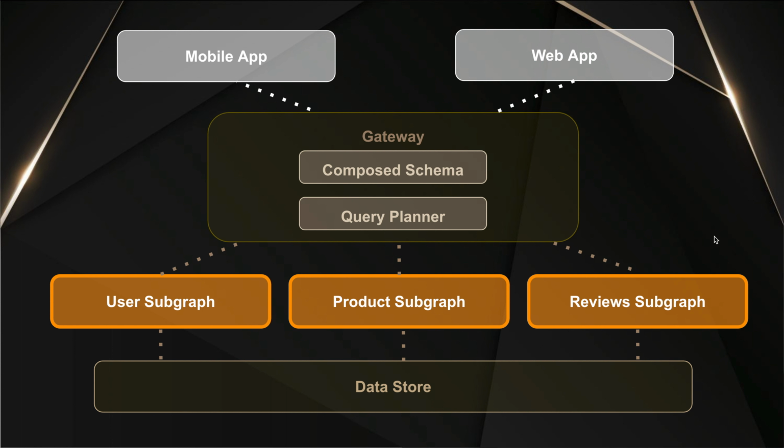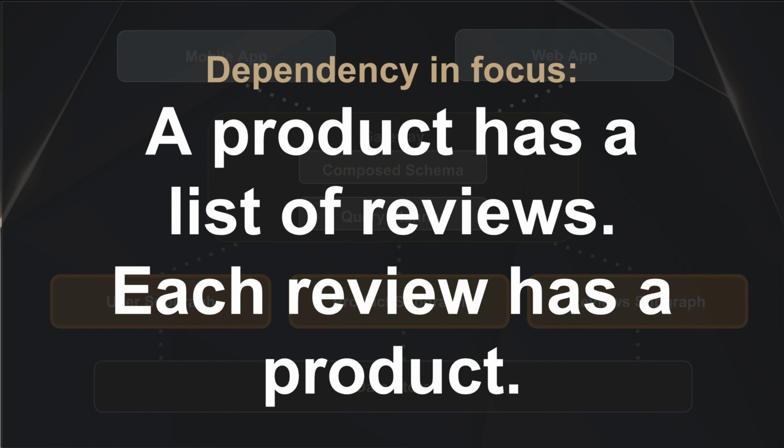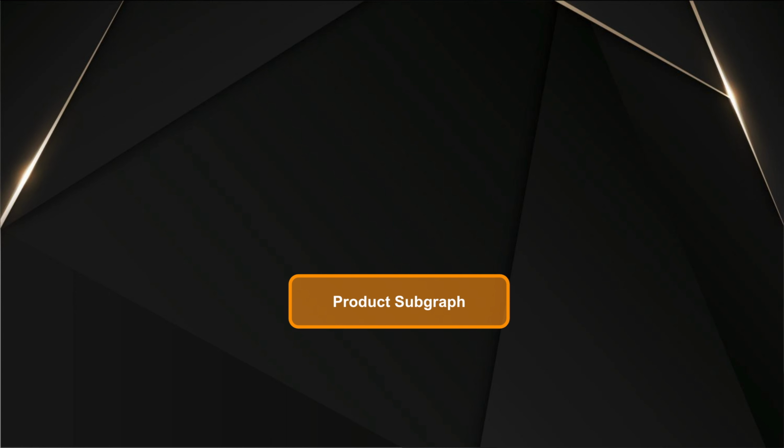So let's focus on this test case where we have a review subgraph, a product subgraph, and a user subgraph. And although there might be multiple dependencies over here, we're going to focus on a single dependency, which is that a product has a list of reviews and each review has a product. So one single product has multiple reviews, but one review has a one-to-one relationship with a product.